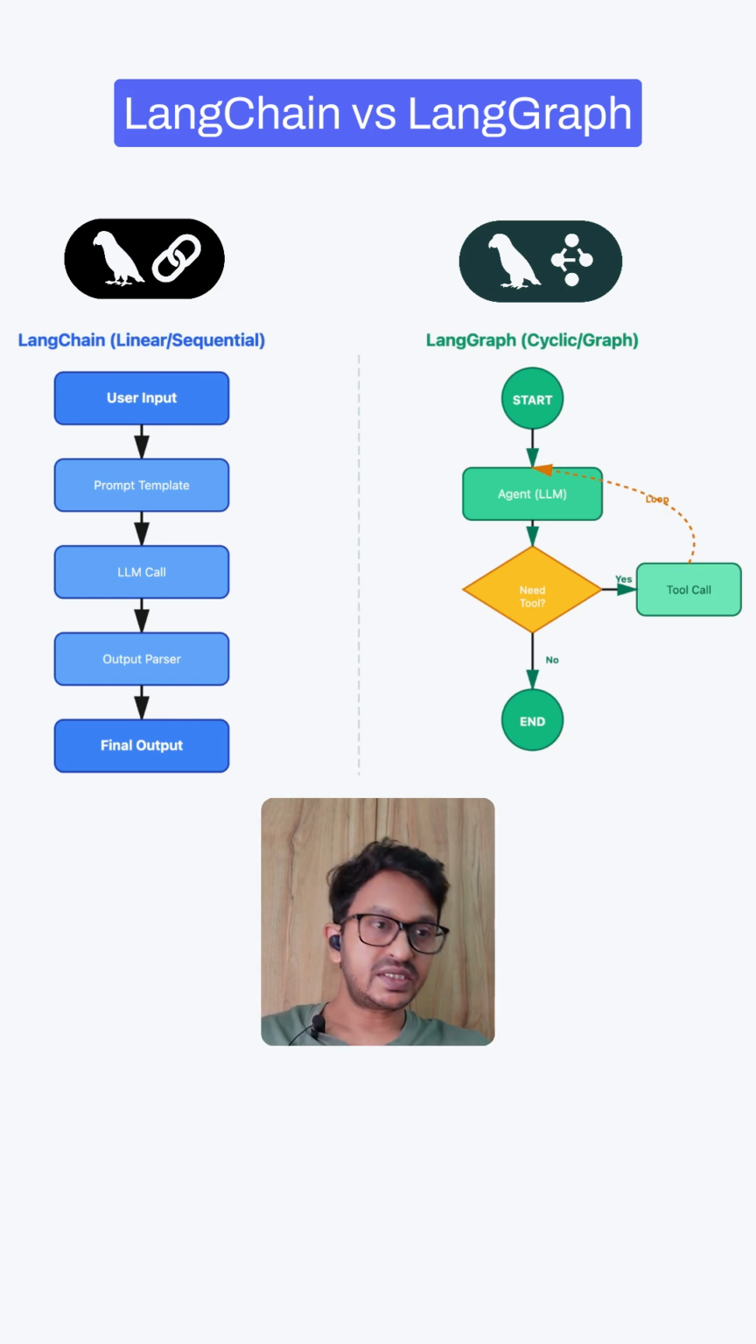And then when it comes to complexity, you can only build simple chains, basic chatbots using LangChain, whereas complex multi-agent systems you can build using LangGraph. And then human in the loop, it is very difficult to implement in LangChain, whereas built-in checkpoint support is possible in LangGraph.